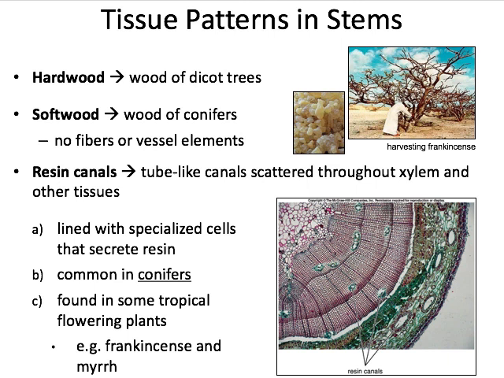Another term is a resin canal. We find these mostly in the conifers, such as pine trees, but we can also find them in some hardwood species as well. And these resin canals are tube-like canals scattered throughout the xylem and even sometimes the phloem. And they secrete resins that serve primarily as antifreeze and to prevent herbivory.